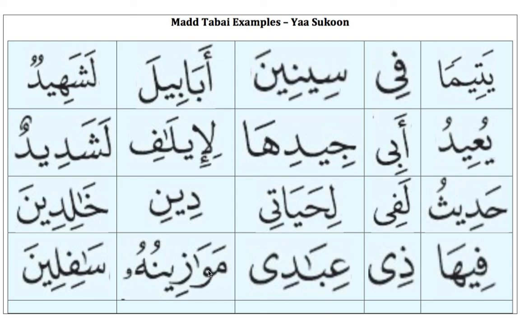So waw fatha is going to be extended 2 movements because of this alif saghira, zal kasra is going to be extended to 2 movements because of this ya sukun, and ha dhamma is going to be extended to 2 movements because of this waw saghira. So the word is mawazinuhu.